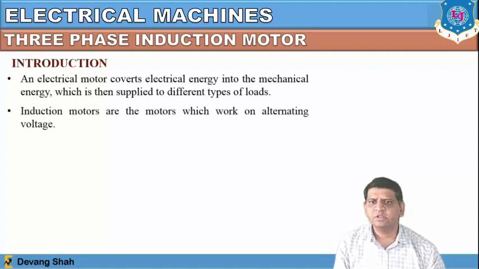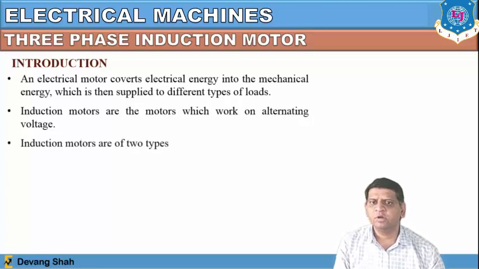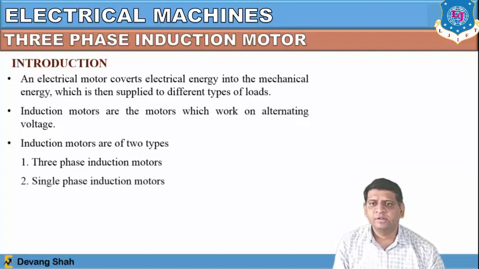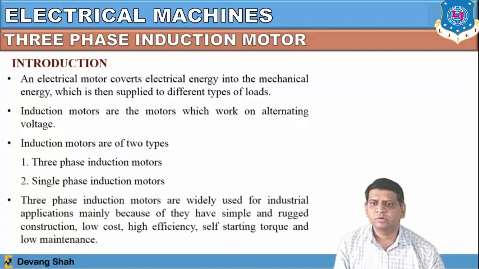So here the induction motors are motors which work on alternating voltage, where we have to apply the alternating supply. Induction motors have two types. One type of induction motor is defined as a three-phase induction motor. Another type we define as a single-phase induction motor. Three-phase induction motors are widely used in industrial applications mainly because they have simple and rugged construction, low cost, high efficiency, self-starting torque and low maintenance. So it is widely used in industrial applications.